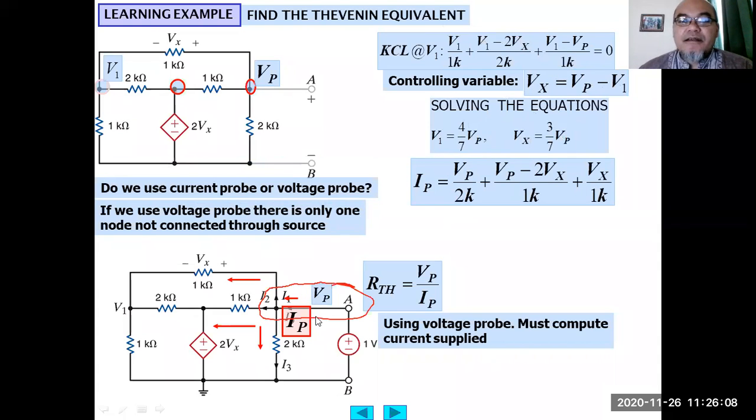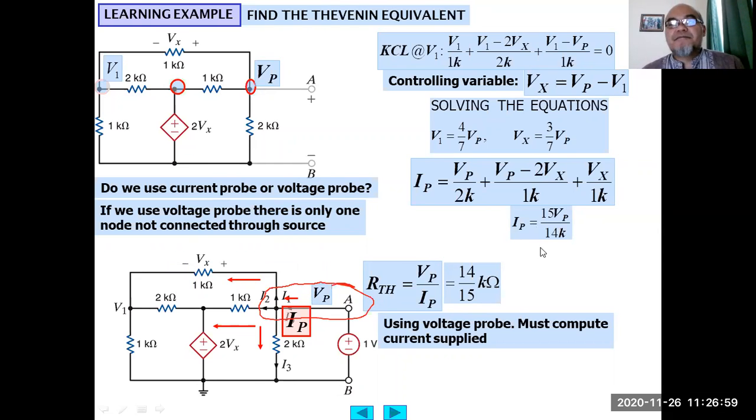Then IP equals the current here, VP divided by 2K, plus I3. This is KCL at this node: (VP minus 2Vx) divided by 1K, plus (VP minus V1), which is Vx, divided by 1K. After we substitute the value of Vx, we obtain IP equals 15 VP divided by 14K. So if VP is 1 volt, IP equals 15 divided by 14 kilo ohm. Because RTH is VP divided by IP, it is 14 divided by 15 kilo ohm.